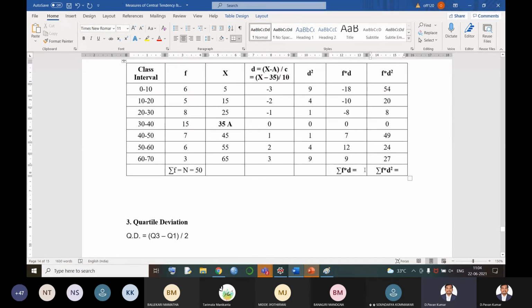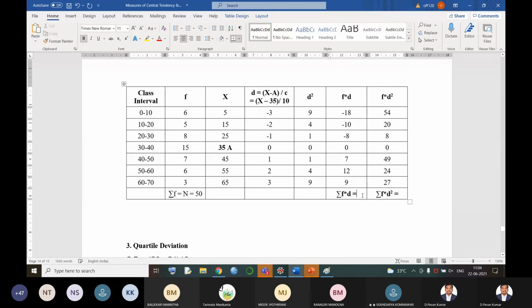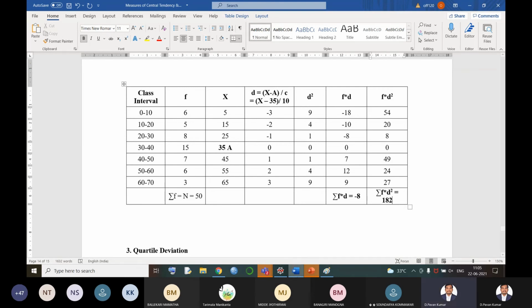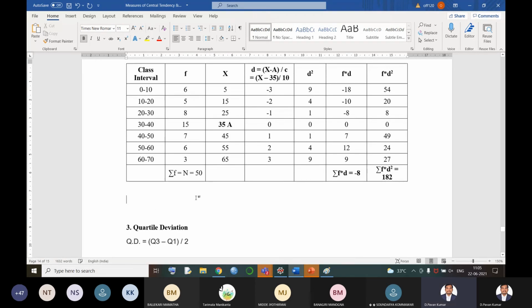Now how do we find out the summation? Summation fd is minus 8. Okay. The last one, summation fd square, is 182. So let us substitute these values into our formula.